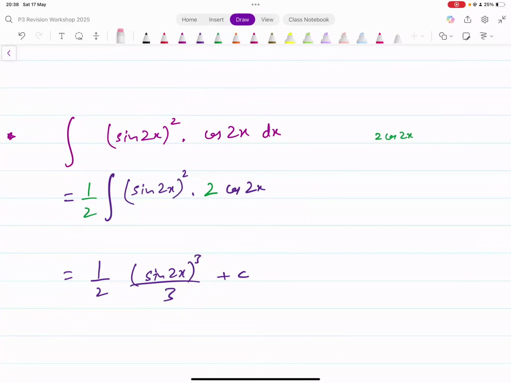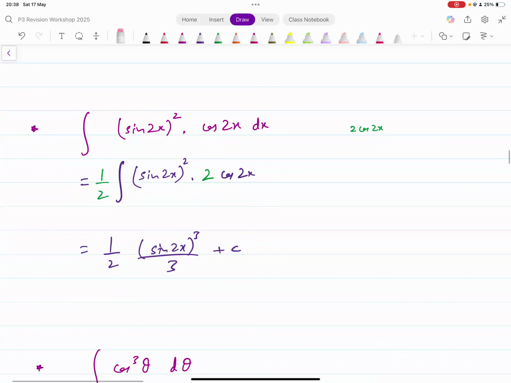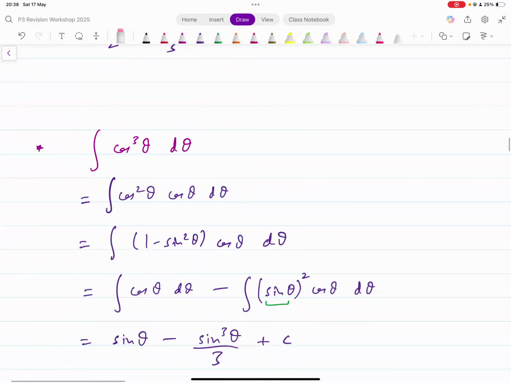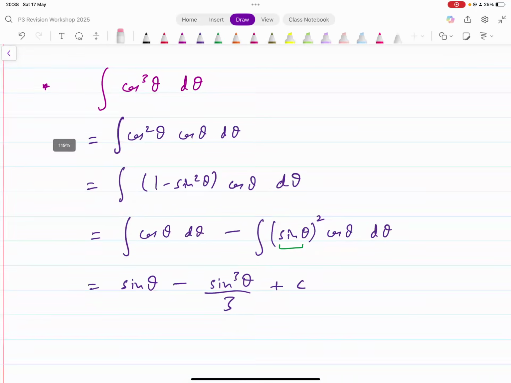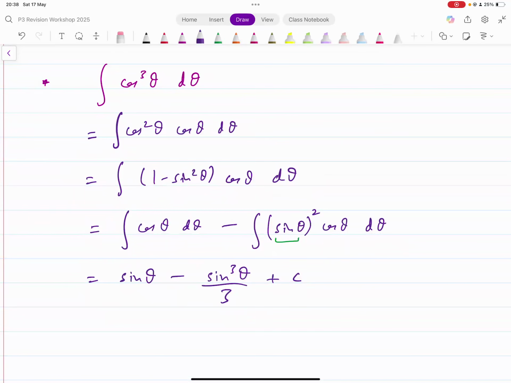You can do everything without this as well. It's possible. There will be other methods to be able to do them. But if you know this, in some cases, it becomes very efficient. If you had cos cube theta, we will see later how to do it using substitution. But you could do it using this extended power rule as well.